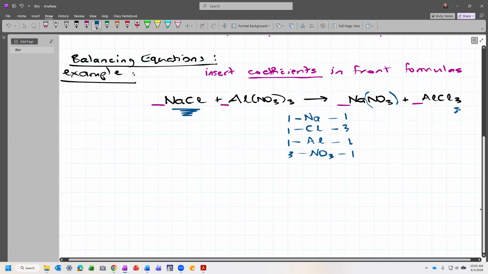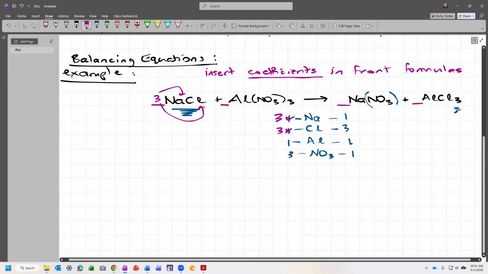So to make three chlorines, I'm going to have to put the 3 as a coefficient in front of the thing with the chlorine. So this now gives me 3 Cls. Okay, but now I've also changed my sodiums to 3. So I need to keep track of that. Now I put the sodium out of balance. Let's go ahead and balance the sodiums on the right side.